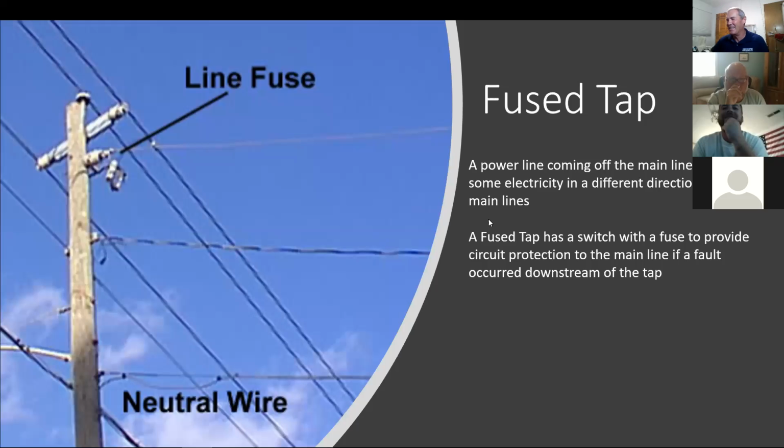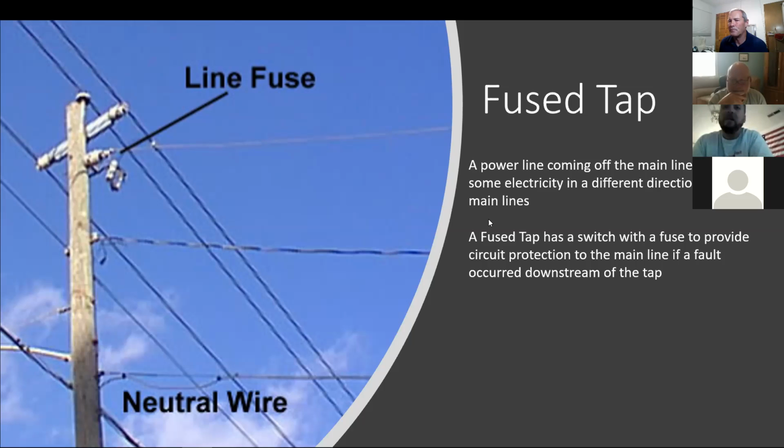Fuse tap: a power line coming off the main line to direct some electricity in a different direction than the main lines. So a fuse tap is a junction where it's protected by a switch and a fuse in case there's a fault.